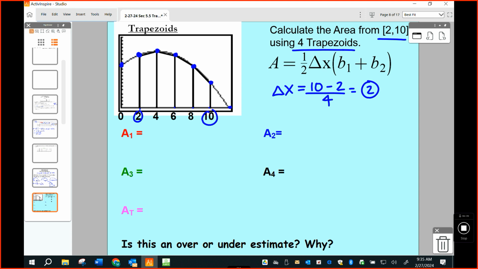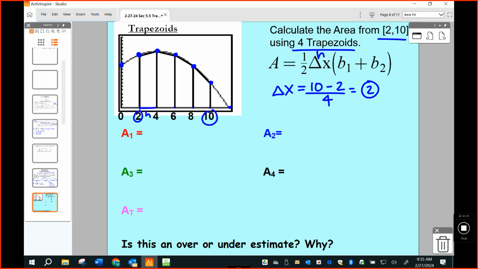All right, so we know the area of a trapezoid is 1/2 times the height times base 1 plus base 2. All these trapezoids are on their side, so the height right here is the delta x. The height is the delta x. So what's the height of every one of these trapezoids? 2. So we calculate delta x the same way, b minus a over n.